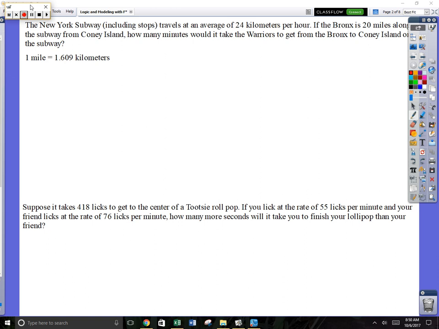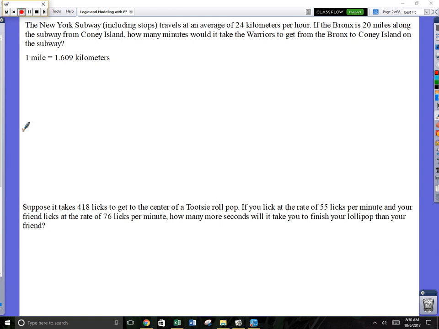Okay, now these ones. Unit conversion. If you're just straight up converting units, that's kind of the easier ones. If you have to use the unit conversion and then use it to find more information, and we're going to do that with proportions, that'll make it easy, but those are a little more challenging. So this first one, the New York subway, including stops, travels at an average rate of 24 kilometers per hour. If the Bronx is 20 miles along the subway from Coney Island, how many minutes is it going to take for the Warriors to get from the Bronx to Coney Island on the subway?